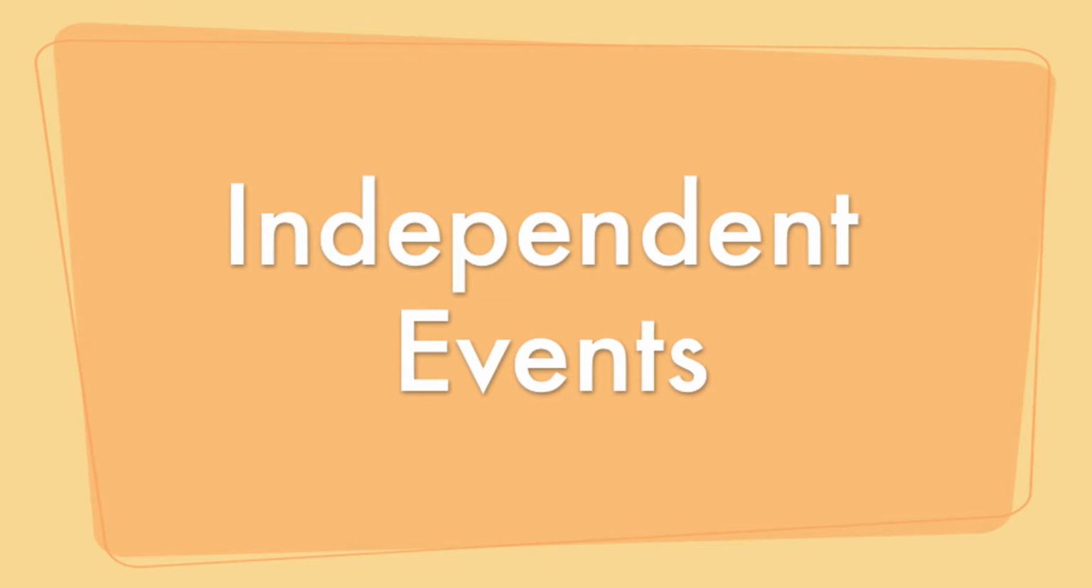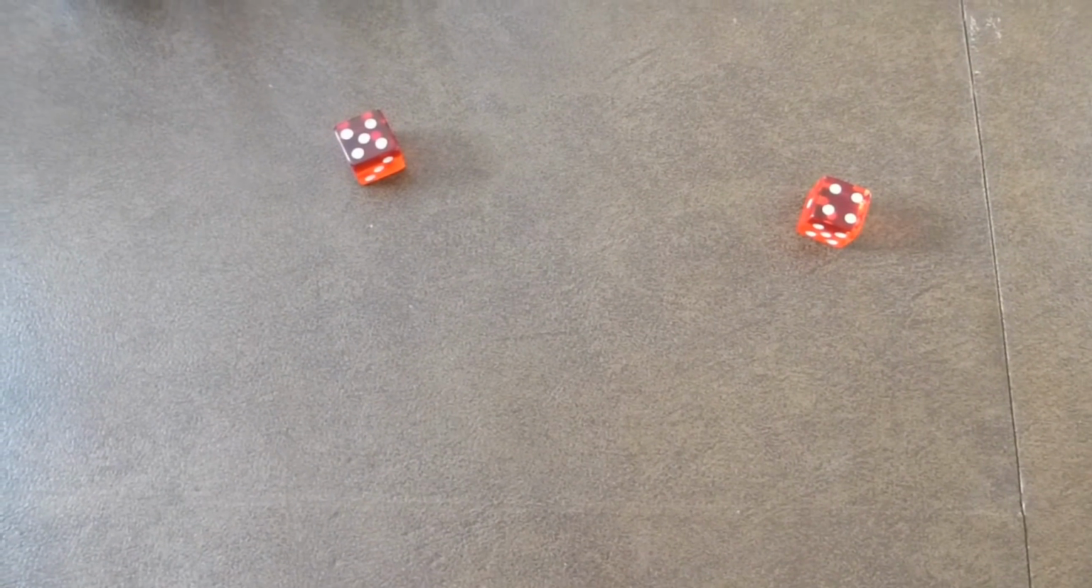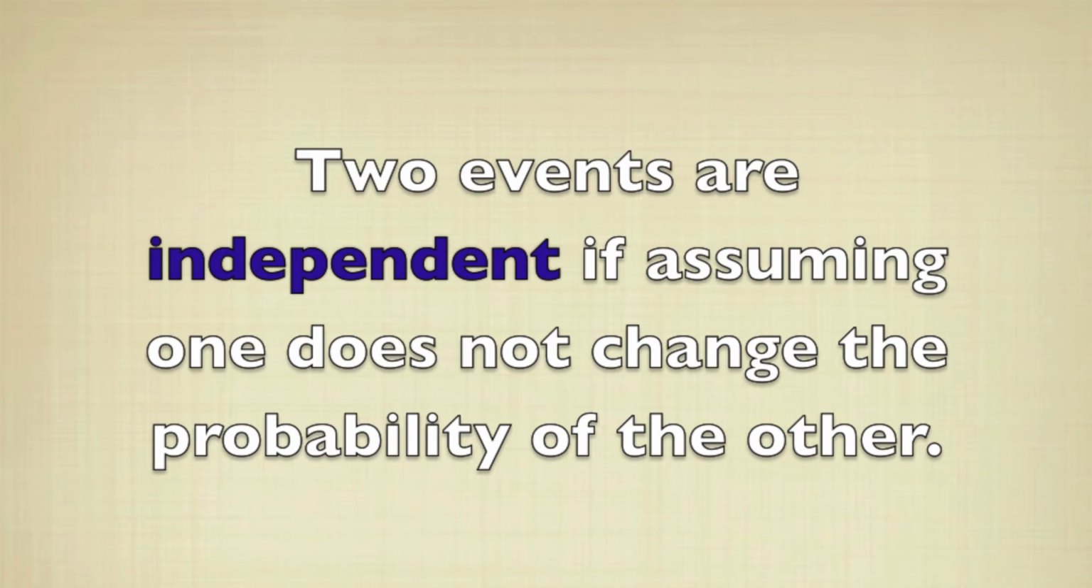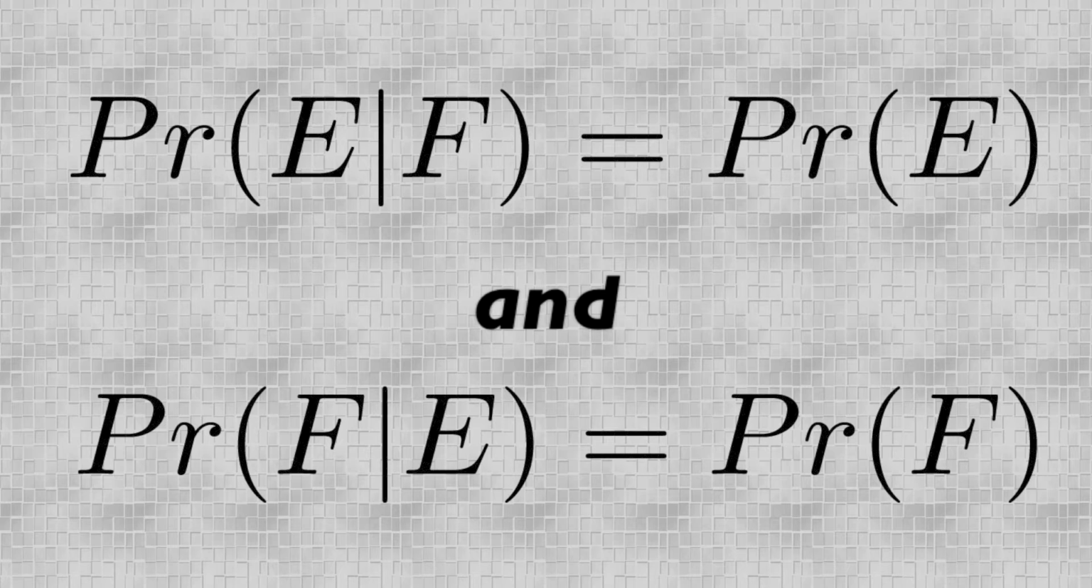There are going to be some situations where the multiplication principle becomes even simpler. Let's say I'm going to roll 2 dice. I rolled the first die and I get a 5. Given that the 5 was rolled, what's the probability the second die was an even number? Well, it shouldn't make a difference, right? The given part doesn't matter. 2 events are called independent if assuming one does not change the probability of the other. Just like with the dice rolls, the 5 didn't make a difference for the second roll. The symbolic definition is that the probability of E given F is the probability of E, and the probability of F given E is the probability of F.